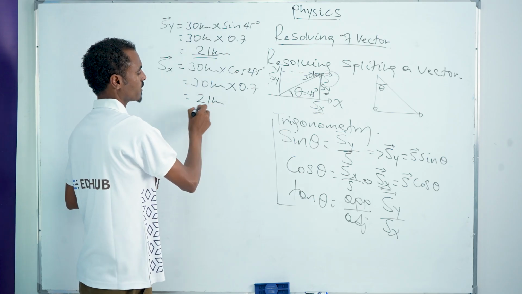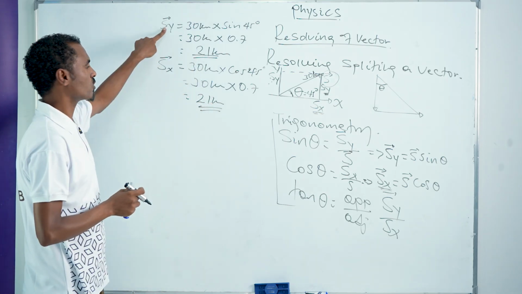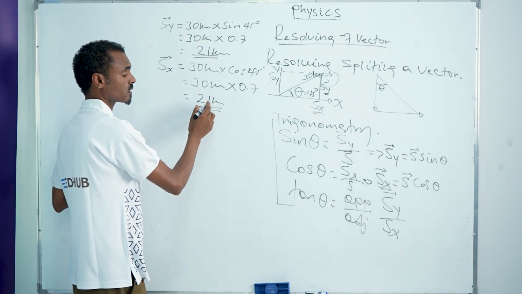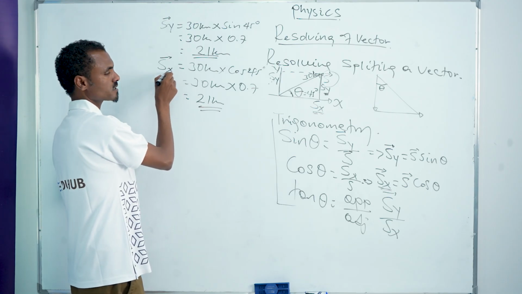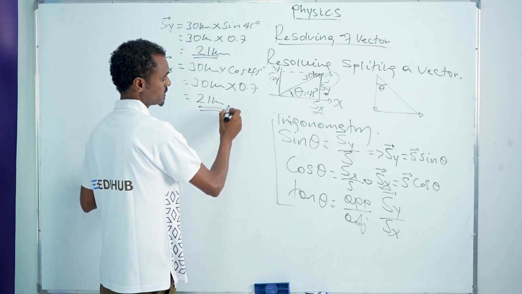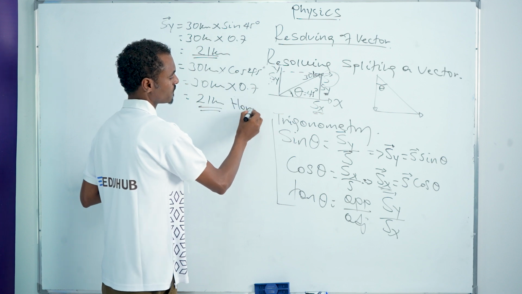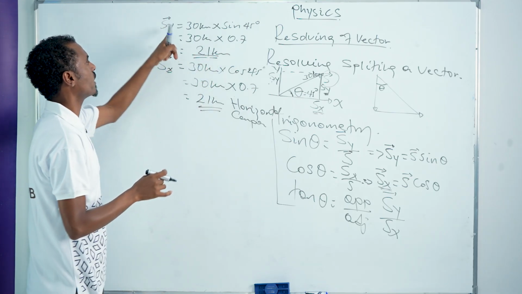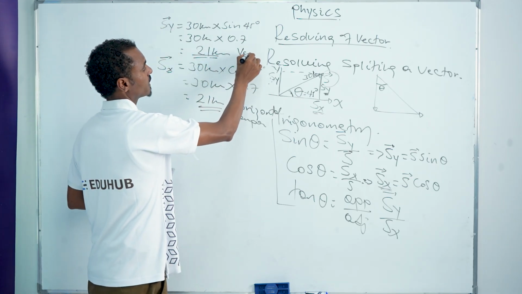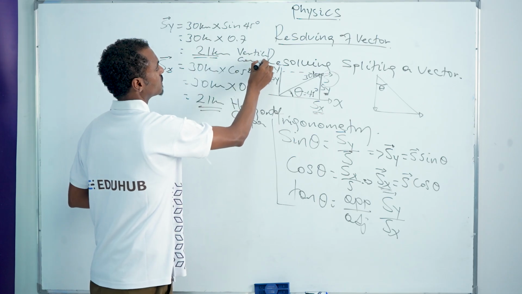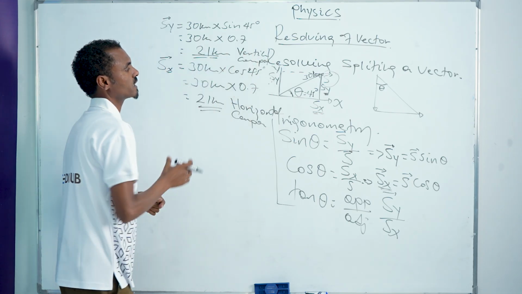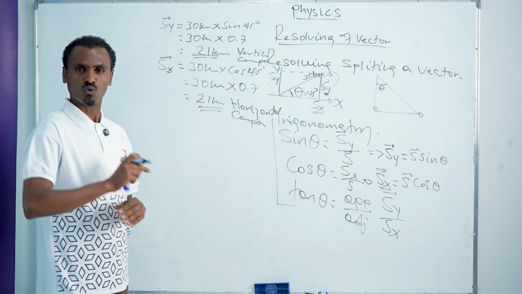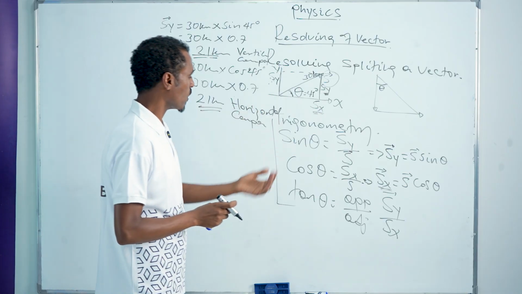This is 21 kilometer. So your vertical component is 21 kilometer and your horizontal component is also 21 kilometer. Subscript x stands for the x-axis, which we can treat as the horizontal component. But subscript y stands for the vertical component. This one is your horizontal component. So this is the way to resolve in the x and in the y.